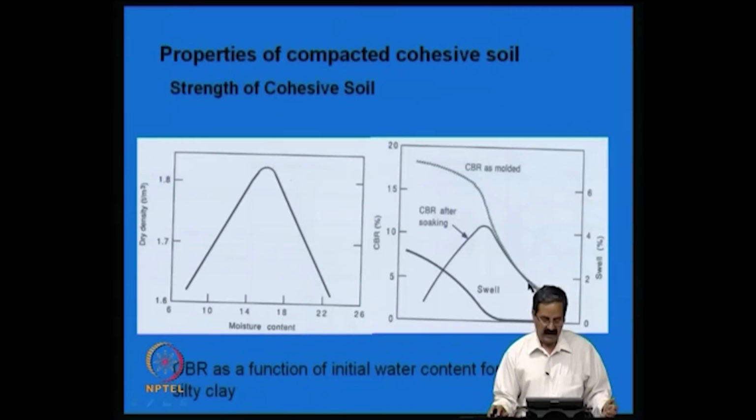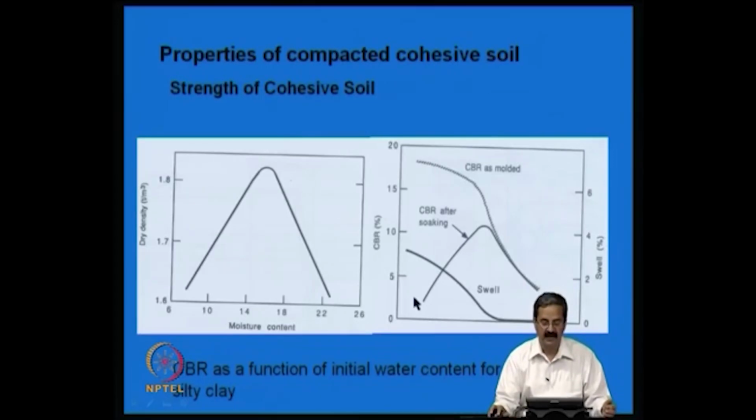But then you can also do a soaked CBR test, which means you can take samples, soak them, and then do a CBR test. What it means is that this value after soaking has come down this much. In some cases, if the soil is very dry, say 5% water content, you will get a very high CBR. The moment you soak for 4 days, the CBR comes down to 4%.